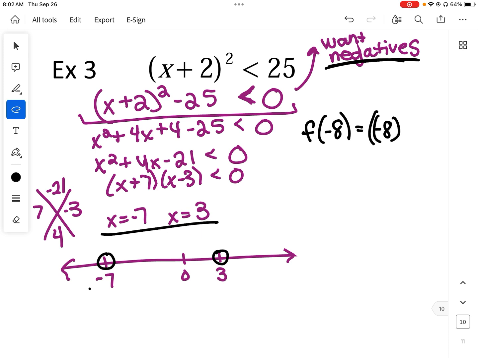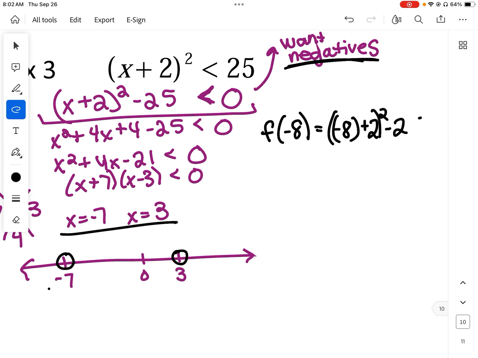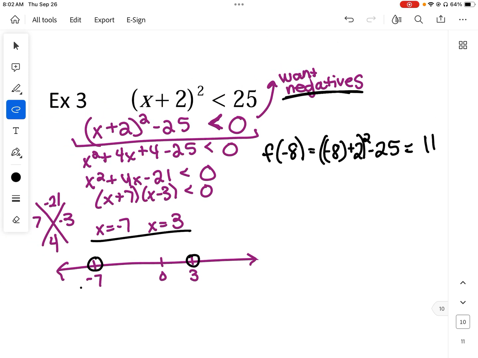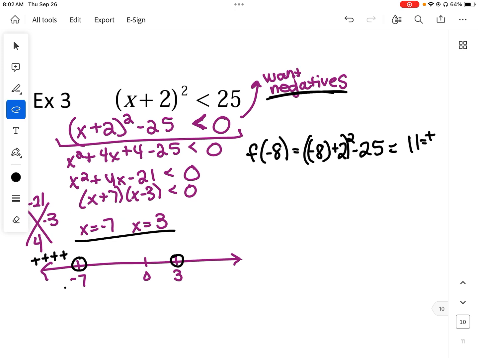So -8 plus 2 squared minus 25. So I'm going to put it in the calculator. -8 plus 2 squared minus 25. That gives me 11. So that means everything out here is going to be positive 11. Well, positive, I guess I should say, not necessarily 11, but positives.